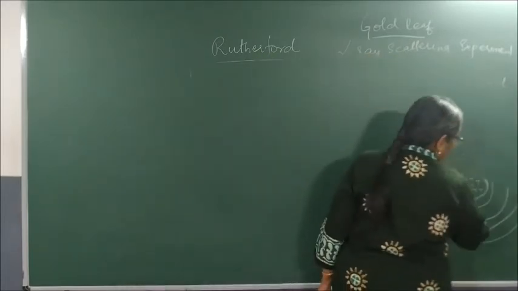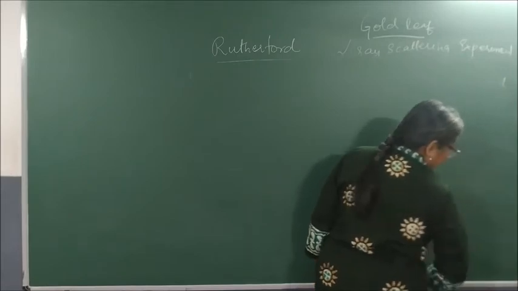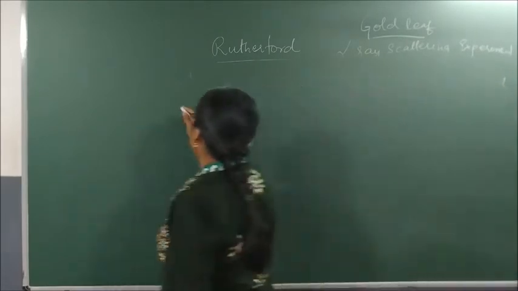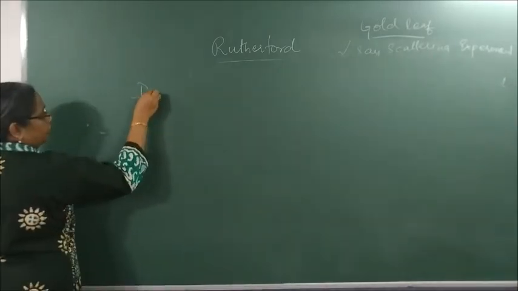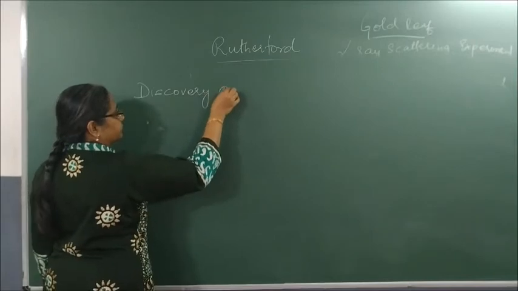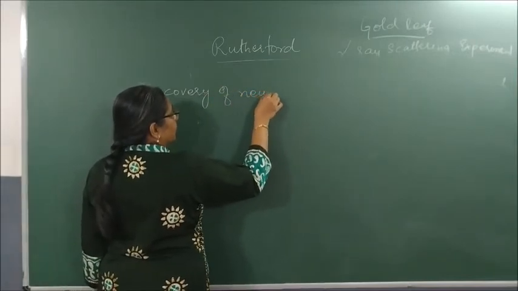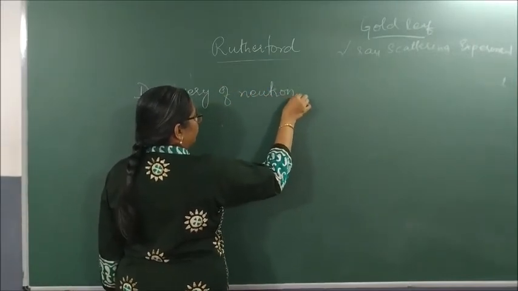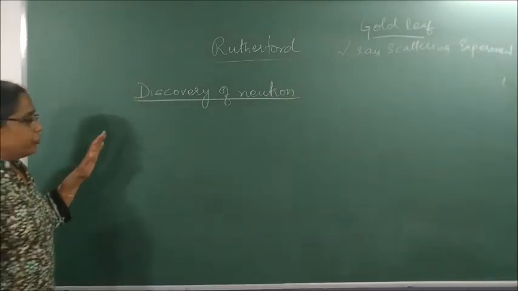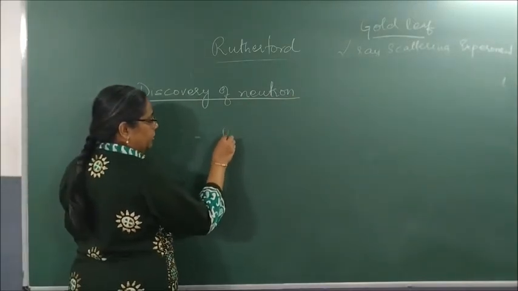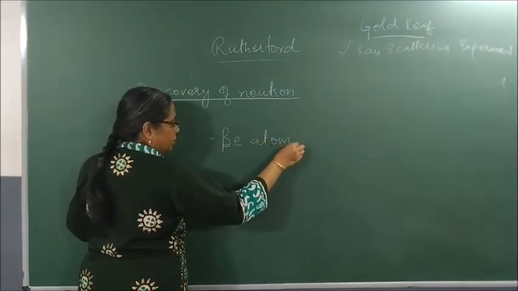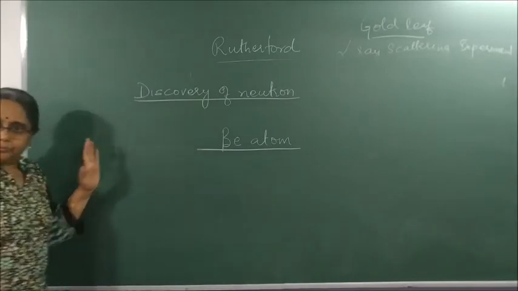Till now we were talking about what? Only electrons and protons. Now we will have the discovery of the neutron. Okay, so now Chadwick took a beryllium atom. Chadwick took a beryllium atom.